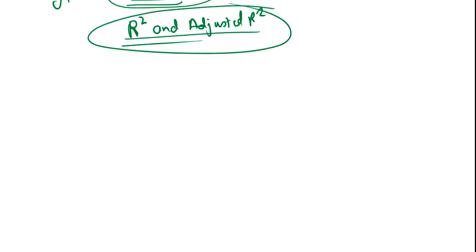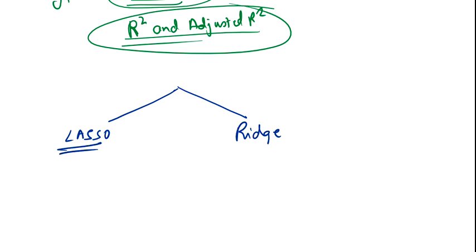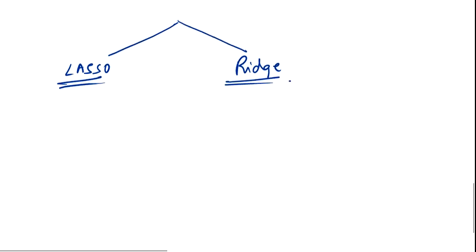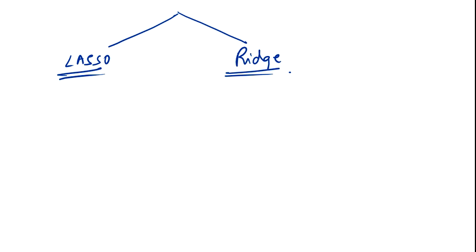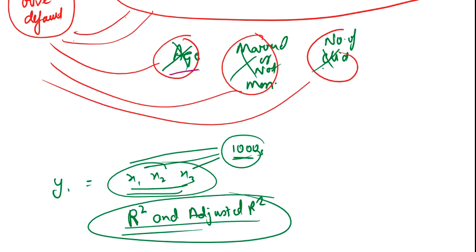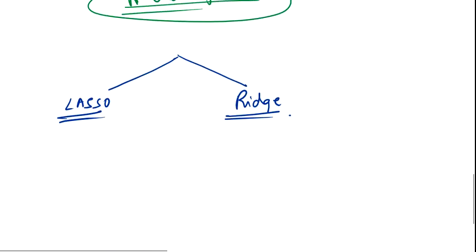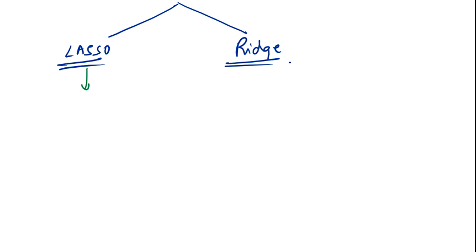Now regression is further divided into two parts. One is the lasso and another one is the ridge. What is the difference between these two types of regression? In the case of lasso, there are some variables, like you have seen age, marriage and number of children. Lasso will give them zero weight and throw them out. But what happens with ridge? If they are the least important variables, it will give them less weight, but it will not throw them out.